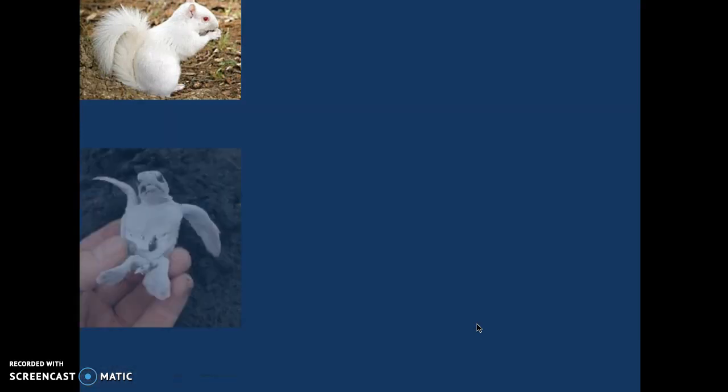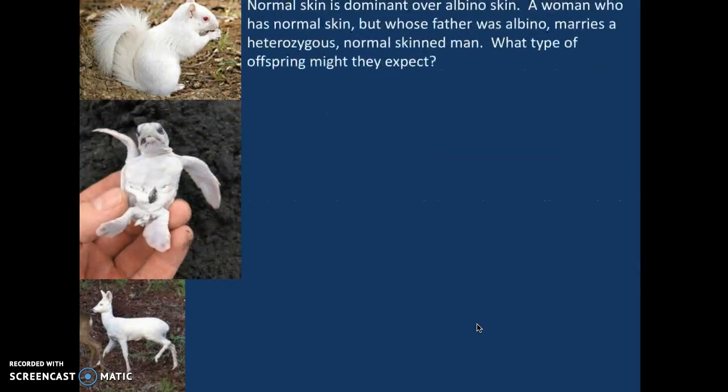All right. Our next question is going to be talking about albinism, or the lack of pigmentation. Normal skin is dominant over albino skin. A woman who has normal skin, but whose father was albino, marries a heterozygous normal-skinned man. What type of offspring might they expect? Now, this one's going to be a little bit more difficult, but just take a minute, think through it. I'm sure you can get there.